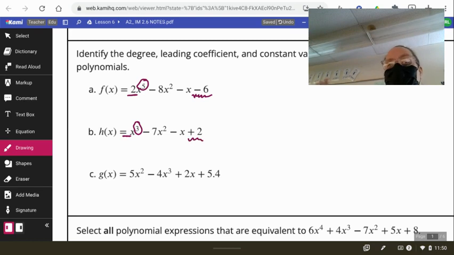Again, if I were you, I wouldn't just mark them like I am here on the paper. Write yourself some notes. Which one is the degree? What's the leading coefficient? So you can look back at it. Now, part C, be really careful. There's kind of a little bit of a trick in here. What's the degree of this one? 3. Our largest exponent is 3.